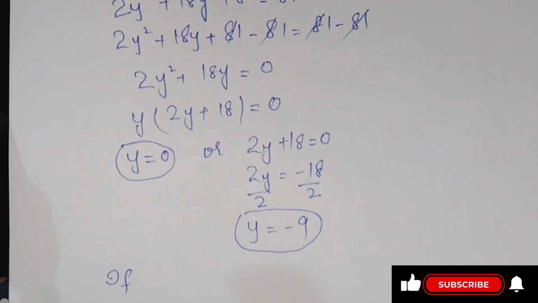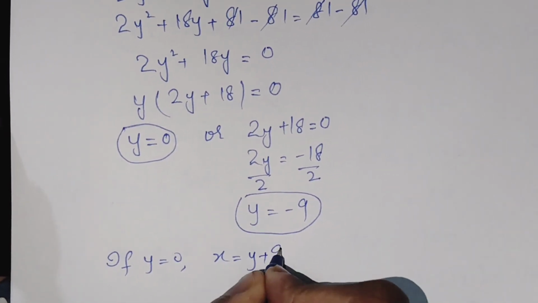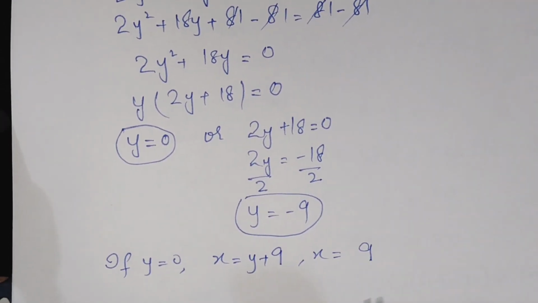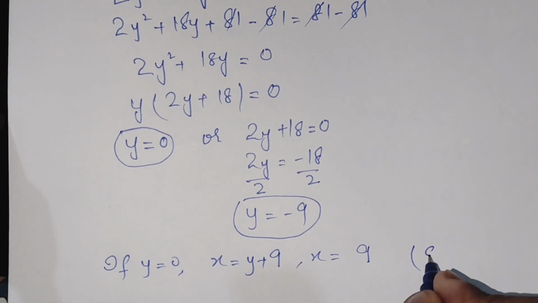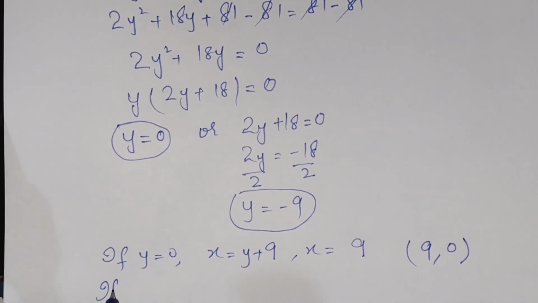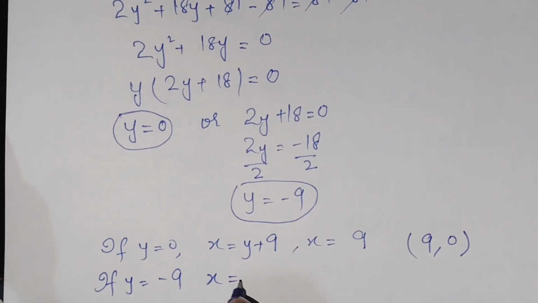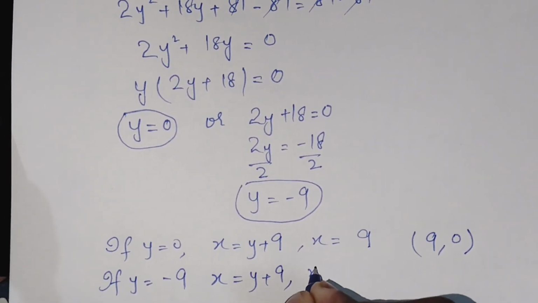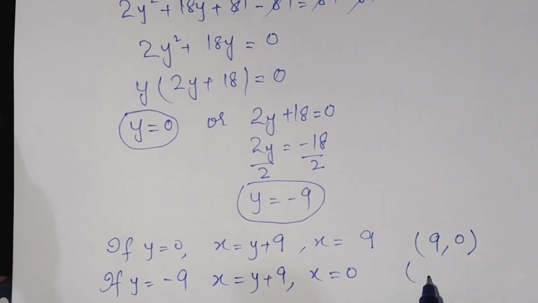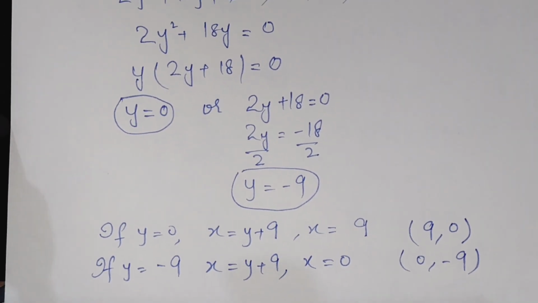If y equals 0, then x equals y plus 9, x equals 0 plus 9, and it's 9. So we have (9, 0). And if y equals minus 9, we have x equals y plus 9 as the equation. It's minus 9 plus 9, so x equals 0, that is (0, minus 9). So we get the two sets of values of x and y.